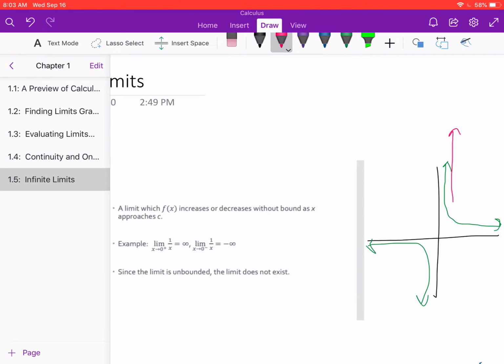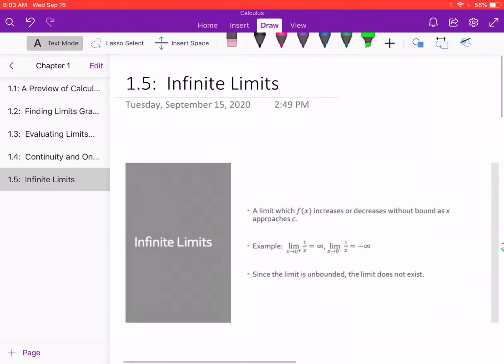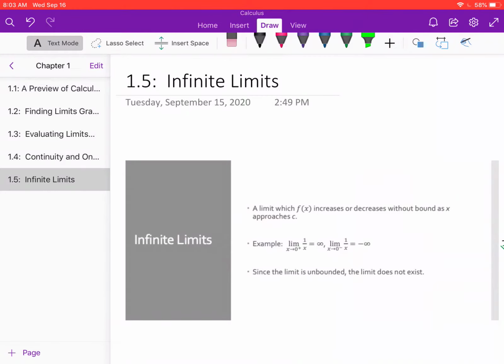It goes toward infinity. Same thing as we go from the left side. Now it's going to keep going down, down, down. So that means our limit is negative infinity. Technically, since the limit is unbounded, it does not exist. But instead of writing DNE like we have been, we can write infinity or negative infinity.